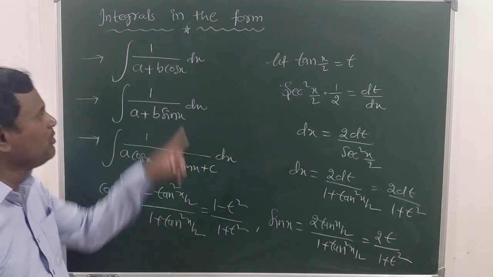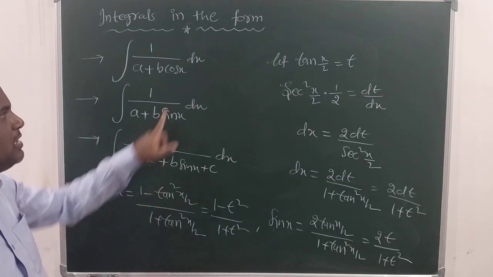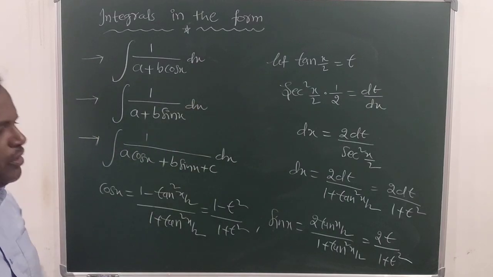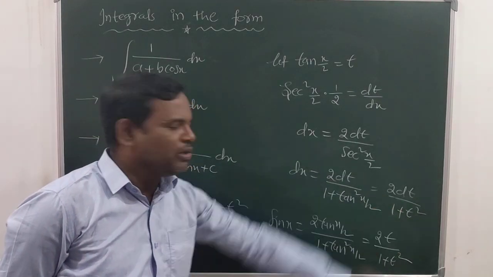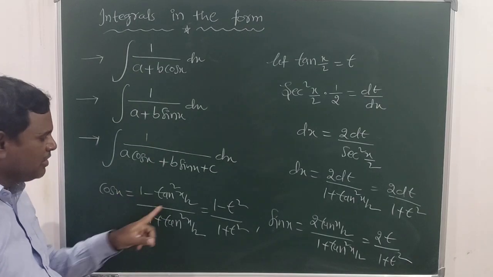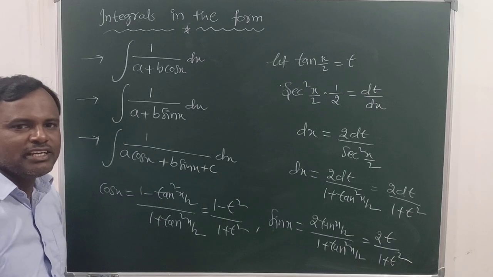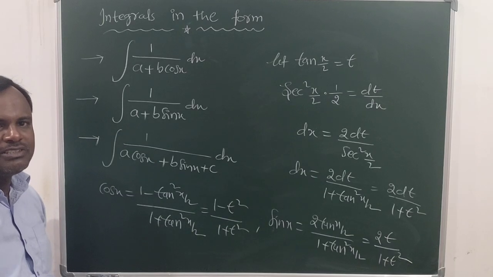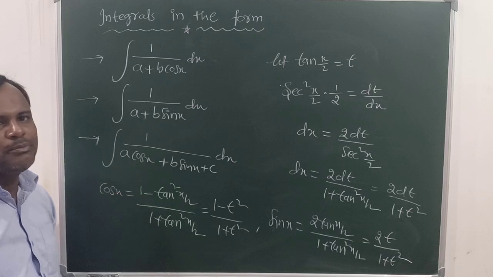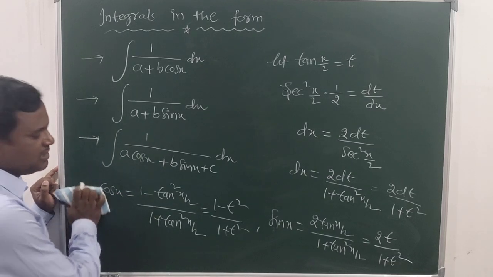Okay, to evaluate an integral in any one of these three forms, in the place of dx, what would you have to take? 2 dt by 1 plus t square. In the place of cos x, 1 minus t square by 1 plus t square. In the place of sin x, 2t by 1 plus t square. Then go for simplification. I will explain one or two problems based on this.